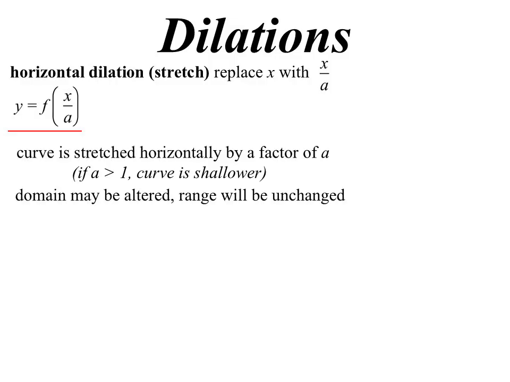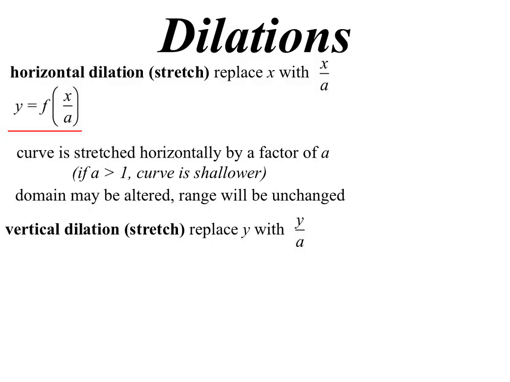So the domain may well change, because if it had an asymptote somewhere, because you're stretching it out or pushing it in, that asymptote's also going to move. But the range won't change. It's going to do nothing to the height of it, because all we're doing is pulling it sideways or pushing it in sideways.